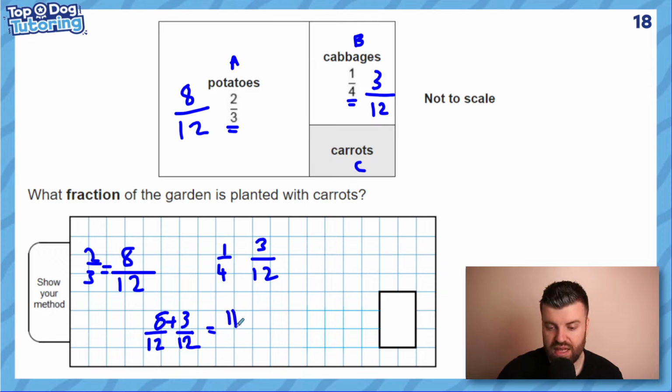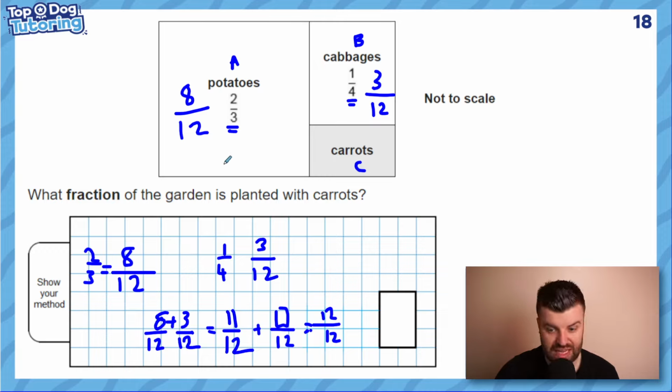So show your working out. That's 11 out of 12. And just like last time, we need to make it equal 12 out of 12, which is of course equivalent to 1 whole. So how many 12ths are left over? If I have 11 of them through potatoes and cabbages, only 1/12 is left over to make 12 twelfths altogether. So 1/12 of the field are carrots.